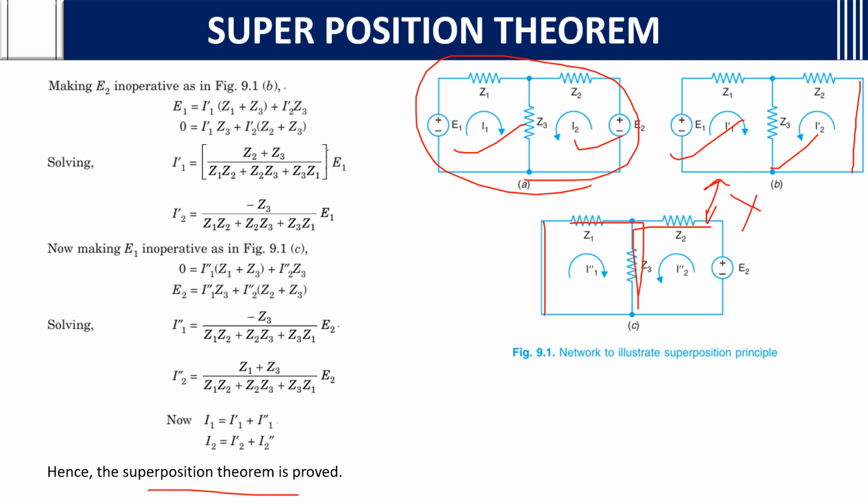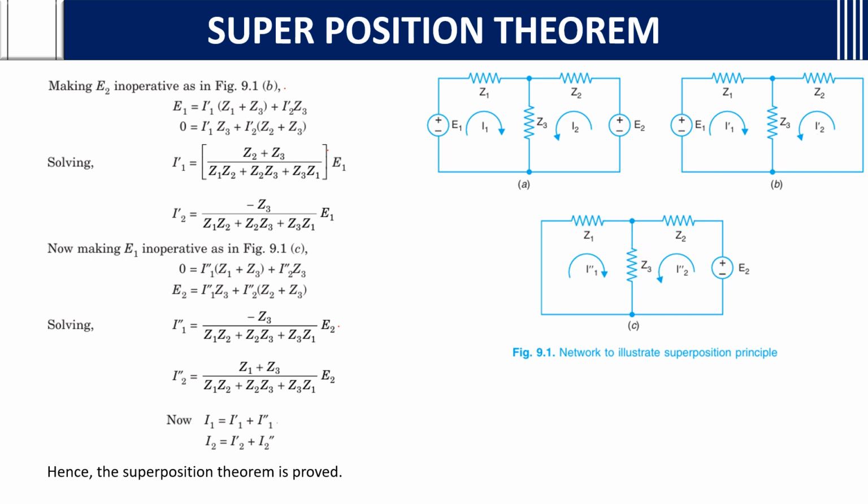Initially we took mesh analysis. What I showed in the previous slide is that we got the same equations when you add I1 dash and I1 double dash; if you compare with the previous slide, you get the I1 current itself. Likewise, if you add I2 double dash and I2 dash, you get the I2 current only. Here we are seeing it separately in the superposition theorem. That is the difference. We will have some sums on this, which we will see now.